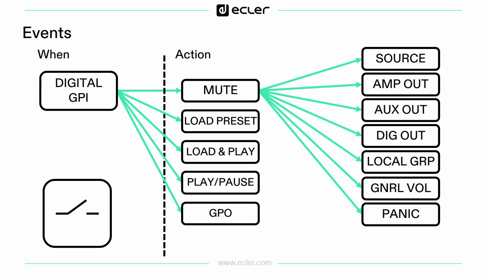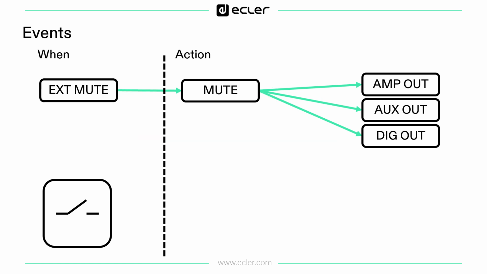To load a preset. To load and play a specific playlist in the player. To play or pause the player. Or to control a GPO that is configured to be controlled by events. The external mute input can control a selection of the powered, auxiliary, and digital outputs or all of them.